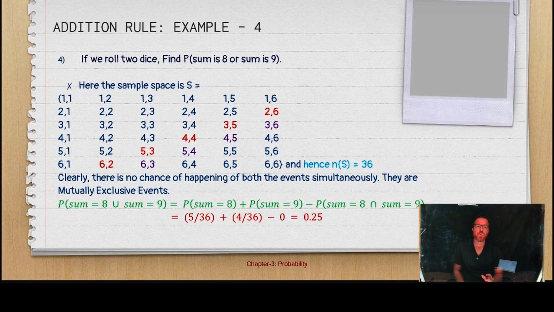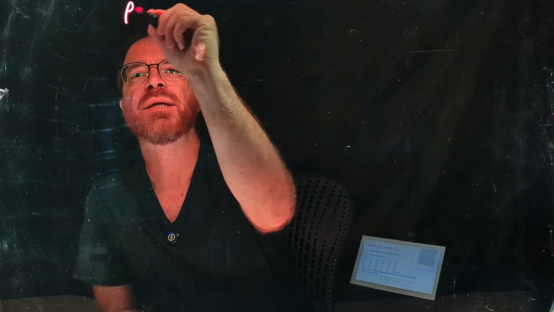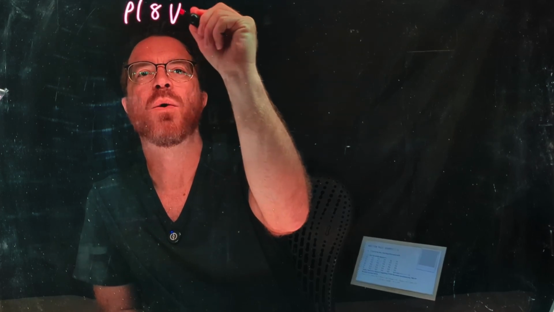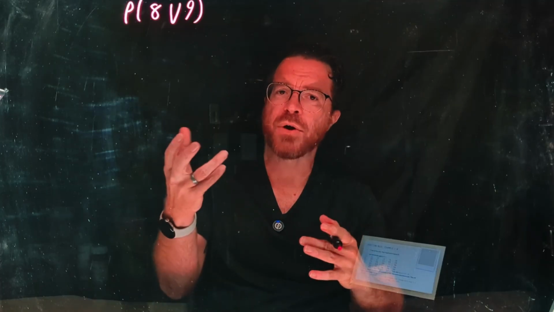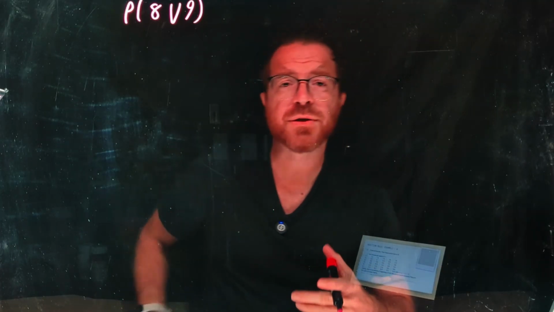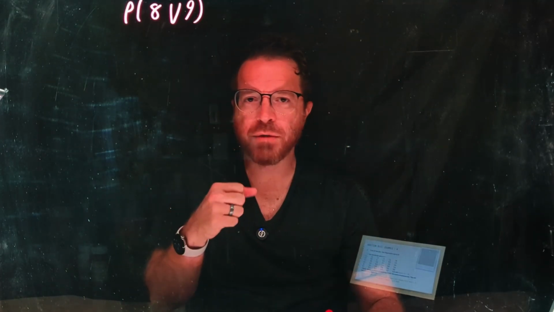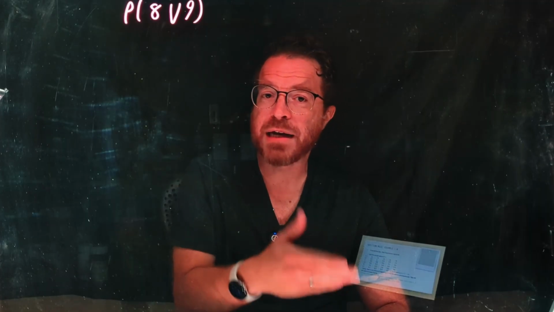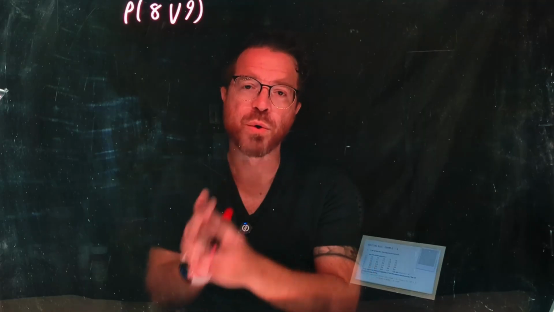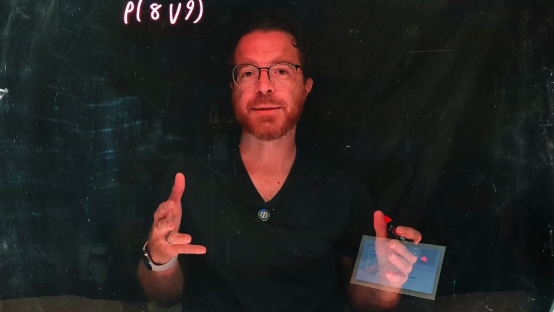In this example, we want to see that if we roll 2 dice, we want to find the probability that the sum of the dice, so the outcome of the 2 dice, is an 8 or a 9. So we want to get the probability of getting an 8 or a 9. Now think about this for a second. Are these mutually exclusive? Well, the answer in this case is yes, because if I roll the dice and I tell you that I got an 8, then you know for a fact that I could not have gotten a 9, because you either got an 8 or you got a 9 for the outcomes of your dice.